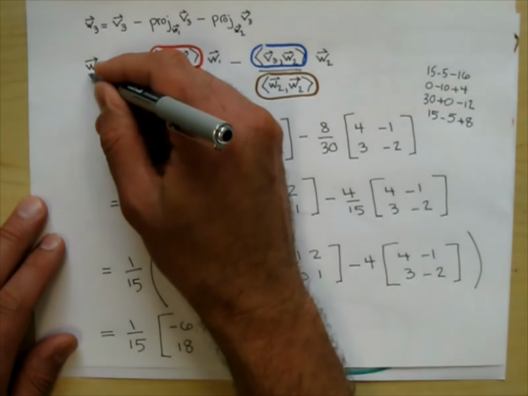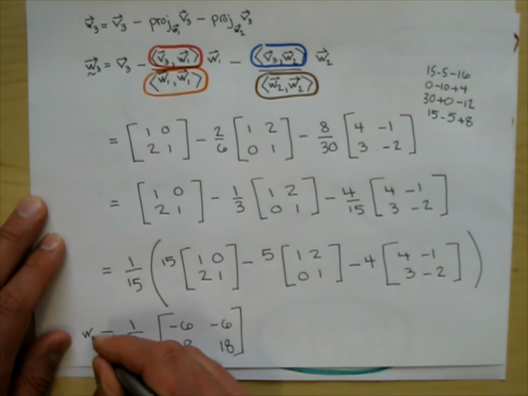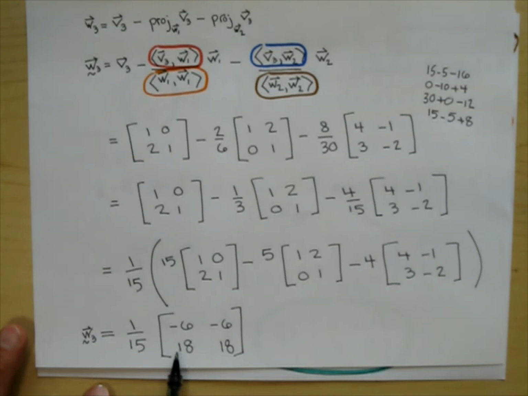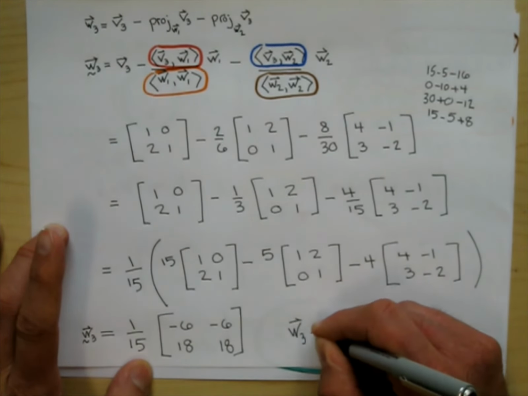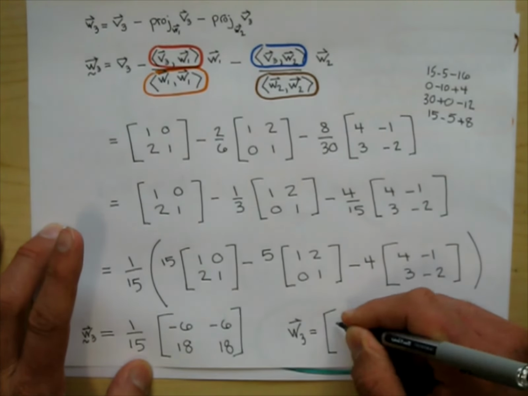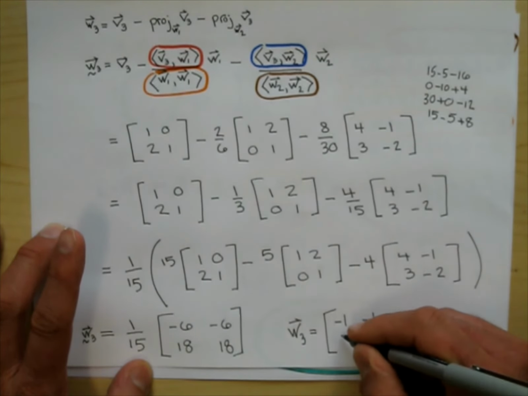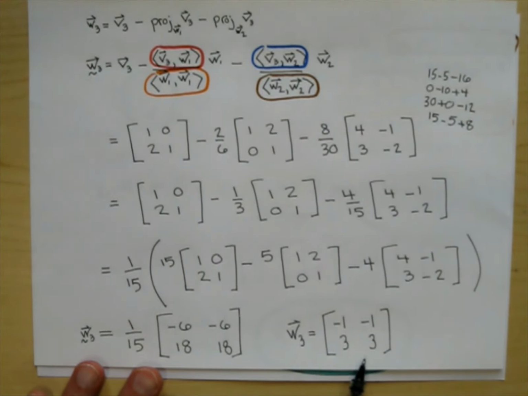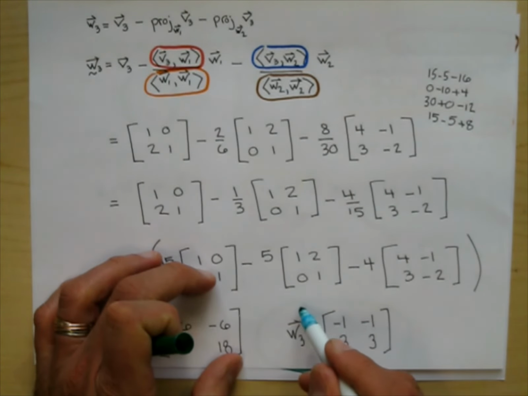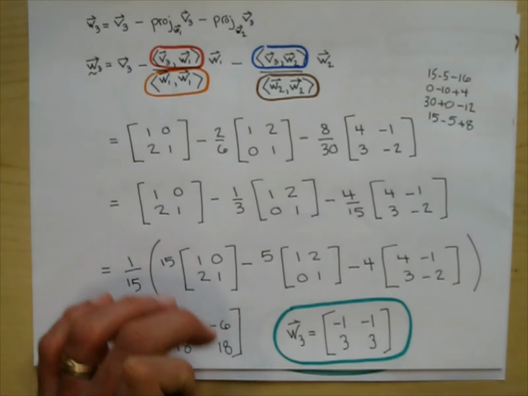I'll put a little squiggle under here. So this is the vector W3 with a squiggle underneath. We can scale this to whatever we want it to be, so I could actually factor out a 6. And so my W3 is then going to be negative 1, negative 1, 3, 3. It could be really any multiple of this. It's not going to lose its orthogonality with the others. So we have W3.